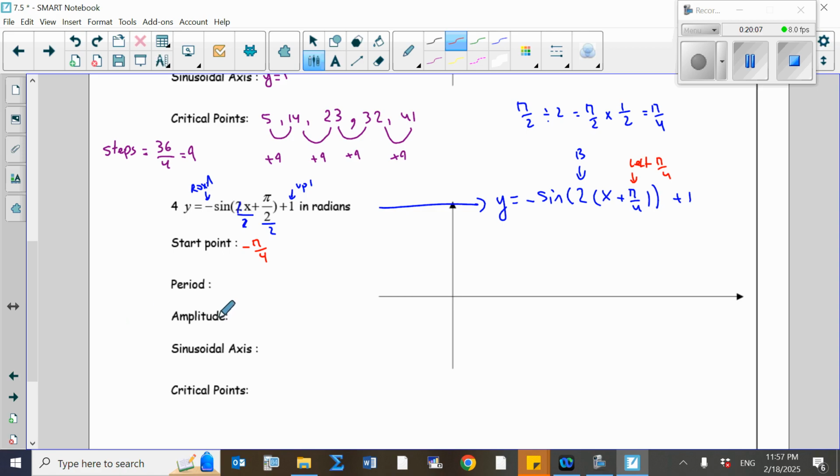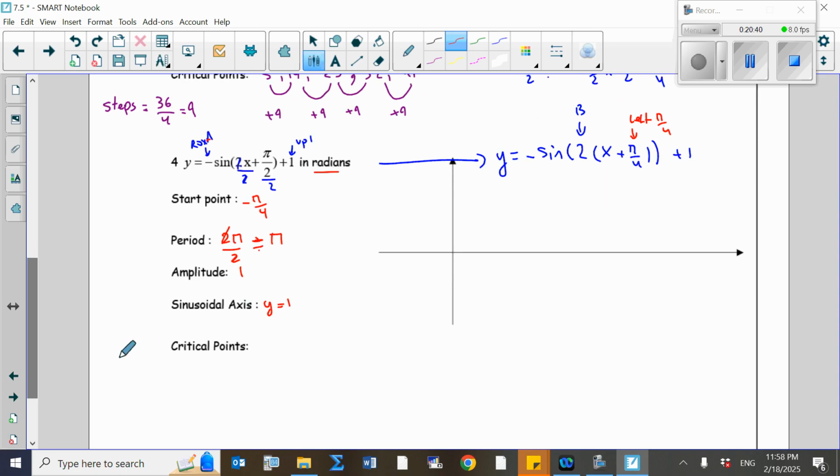The amplitude of the function will remain the same as before, which was 1, as the original one. Amplitude is 1. Sinusoidal axis is at 1 because the function is moved up 1. You have a reflection over x-axis here. And now, what is the period of the function? Because we're working with radian, you divide 2 pi by this b value, by 2. 2 pi divided by 2 is equal to pi.